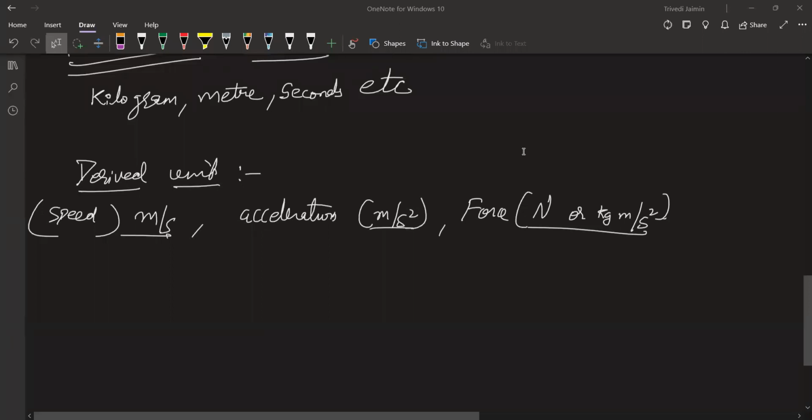Sir, I have a question. Ask. In the choice of unit, in the third criteria, you said it should be easily reproducible. What does this mean?